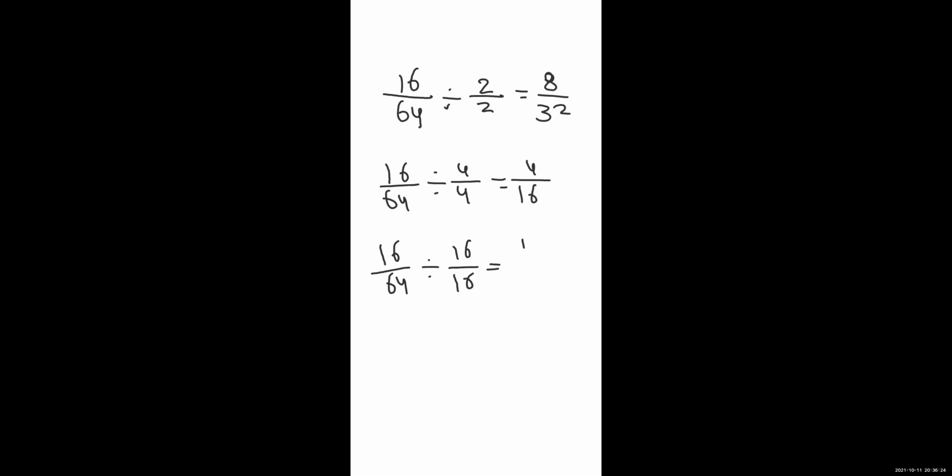So this one, I'm going to divide it by 2 over 2, for example. It will equal 8 over 32. 16 over 64, I will divide it by 4 over 4. It will equal 4 over 16. 16 over 64, divide it by 16 over 16, 1 over 4, and so on. 16 over 64, I'm going to divide it by 8 over 8. It will equal 2 over 8. That's it. So actually, all these numbers.